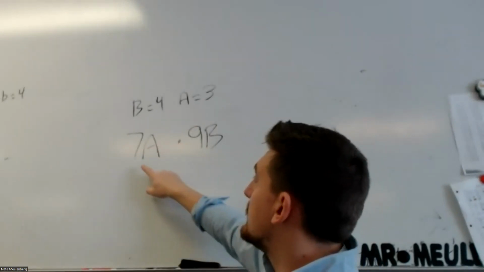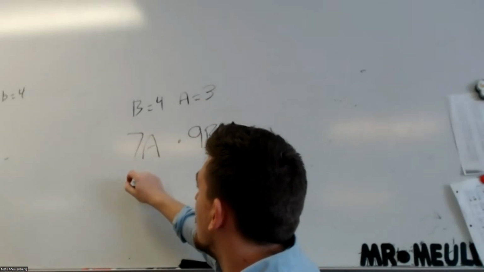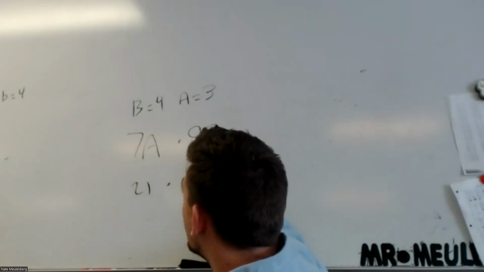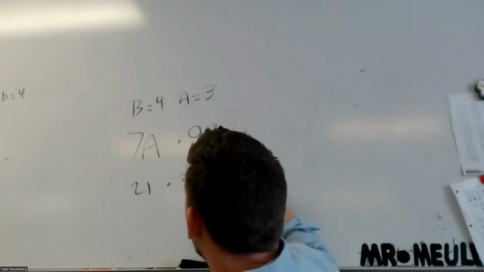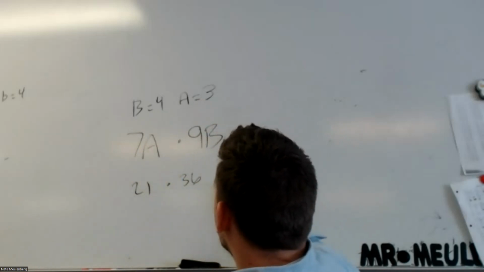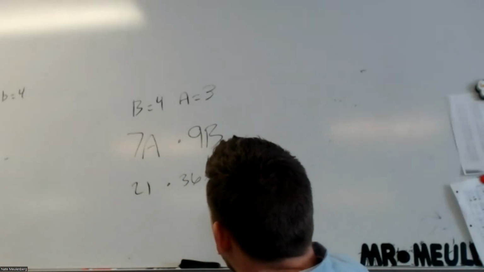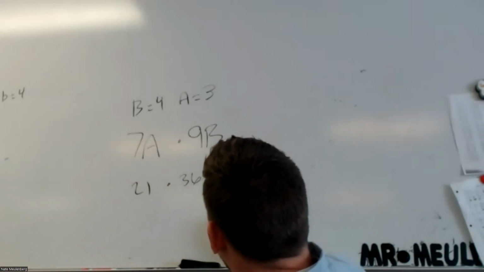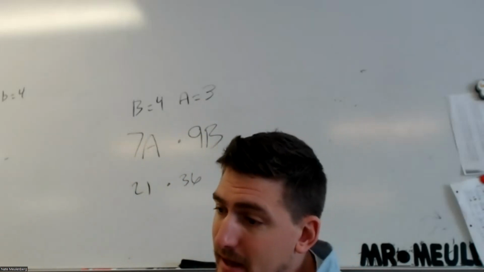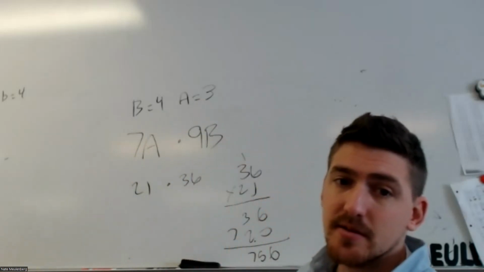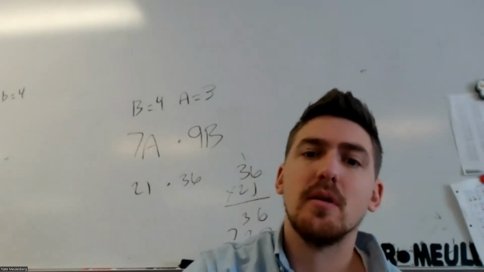7 times a is 7 times 3, which is 21. Times 9 times b is 9 times 4, which is 36. And when you do 36 times 21, you get 756. And so the answer is 756.